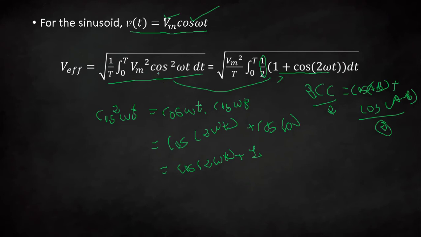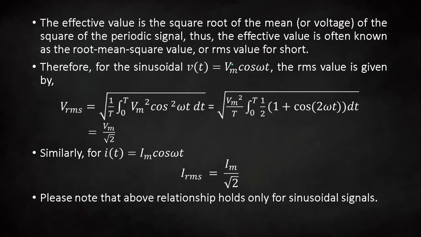So you can convert this equation Vm square cos square omega t into 1 by 2. This 1 by 2 factor will come into the picture afterward. So it will be 1 by 2 into (1 plus cos 2 omega t) into dt. Here Vm square is constant, that is why we can take it outside of the integration. So here you can see the same equation.